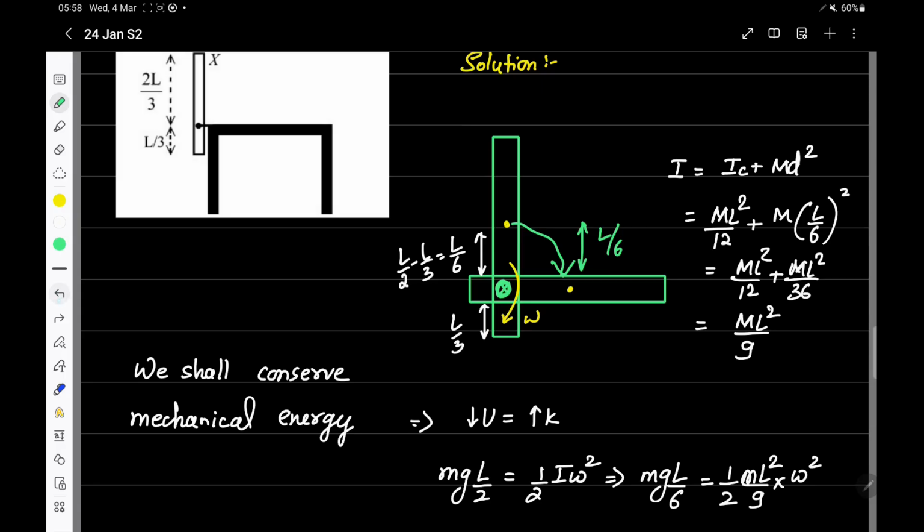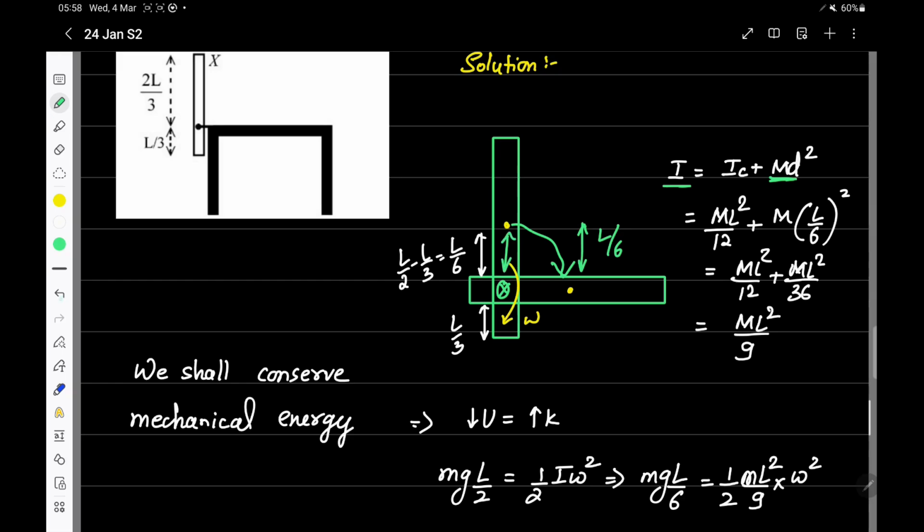The moment of inertia about the pivot I can be calculated using the parallel axis theorem, I_C plus m d square, where I_C is the moment of inertia about a parallel axis passing through the center of mass, which is into the board, and d is the distance between the two parallel axes, which is L by 6 itself, right? Applying I_C for a rod, we know it is mL square by 12, and m d square is m into L by 6 whole square, which is mL square by 36. So mL square by 12 plus mL square by 36 comes out to be mL square by 9. This is the moment of inertia about the pivot.